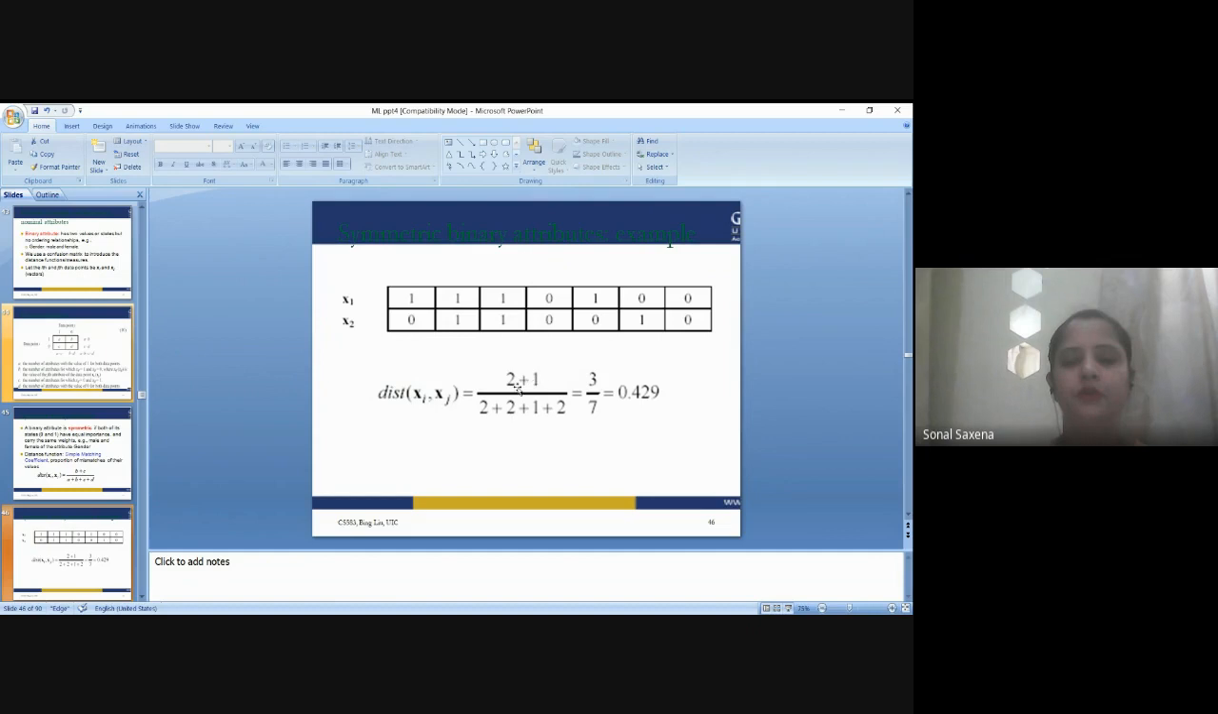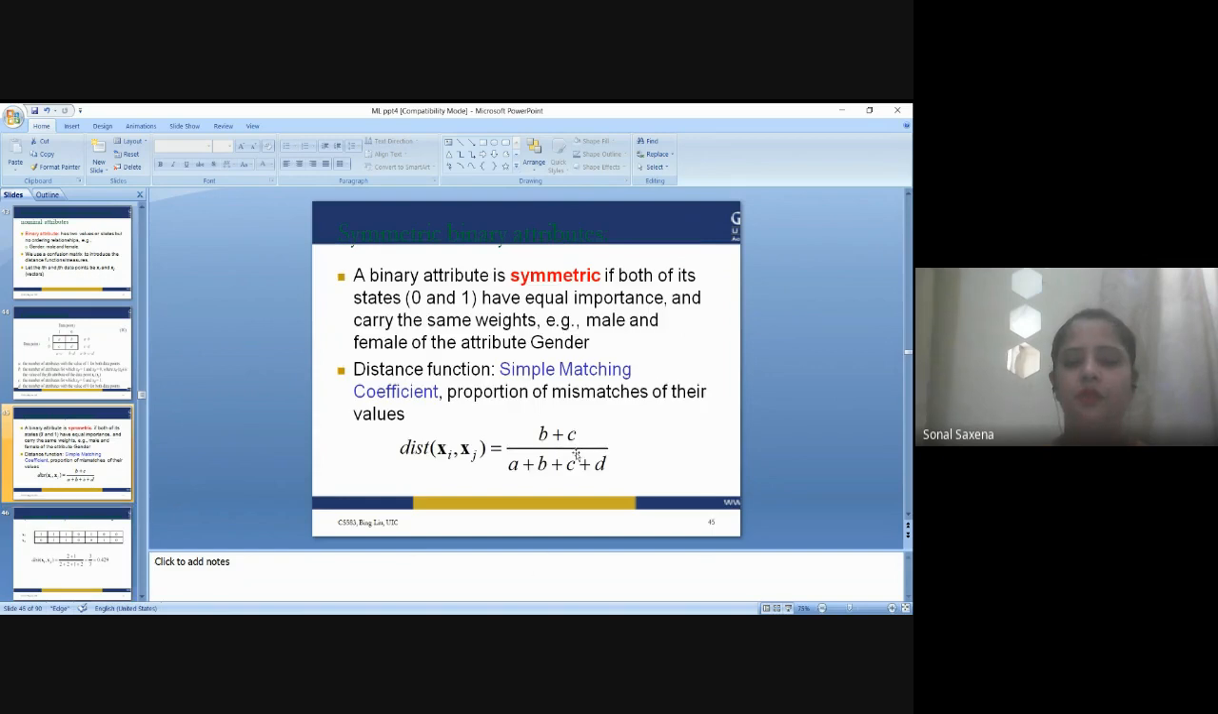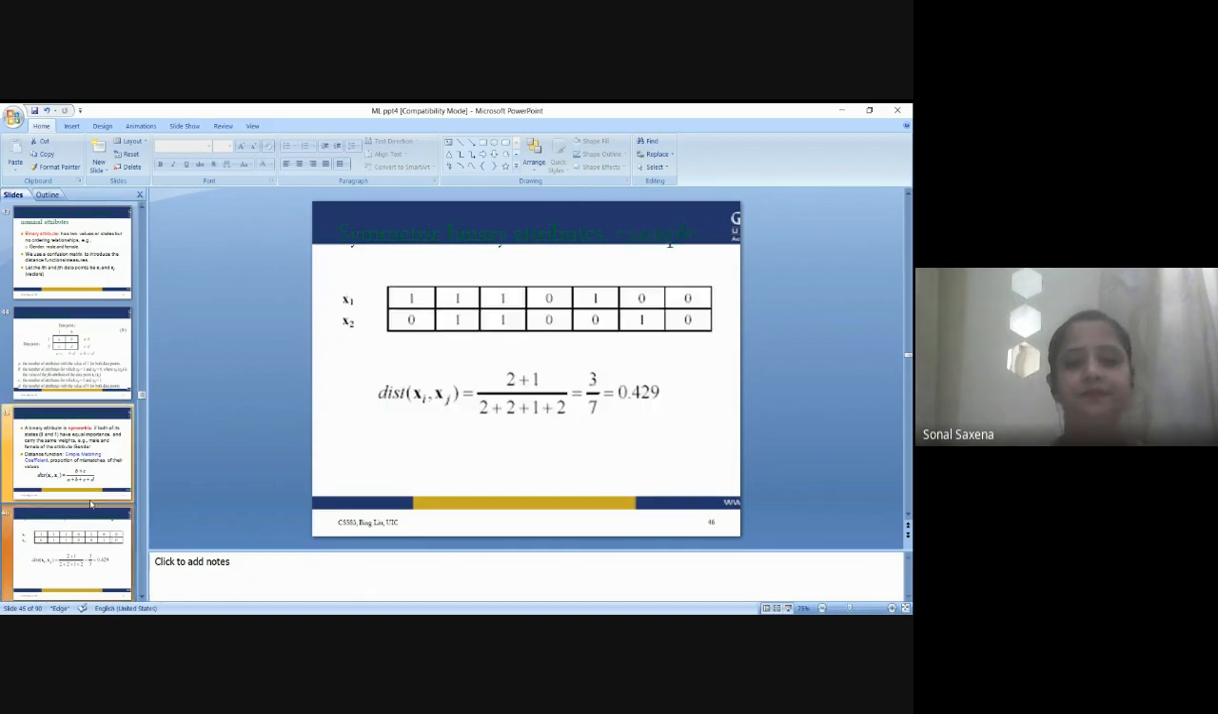According to the formula, if you add up all the things, the distance came out to be 0.42. This is how we get it. The formula is b plus c divided by a plus b plus c plus d. Here b plus c is 2 plus 1, so b is 2 and c is 1. Then a is 2 and d is 2. So we get 3 divided by 7, which is 0.42.